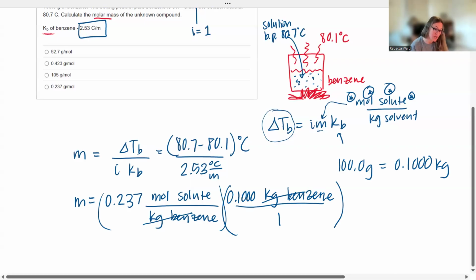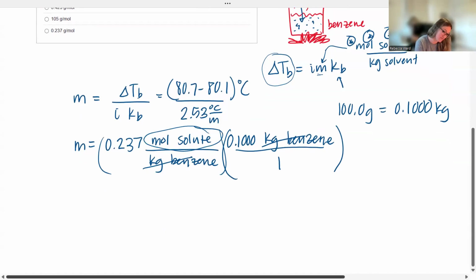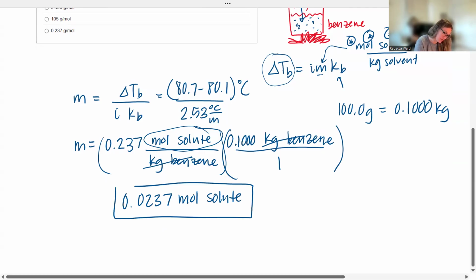When we multiply through, now we have moles of solute. That's the thing that's left, our unknown. So 0.0237 moles of solute were added. All right, don't stop there. We have one last step.